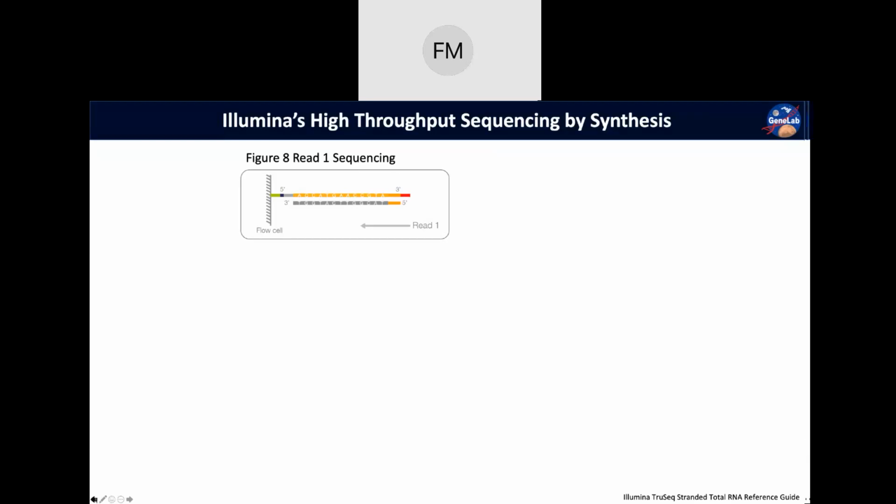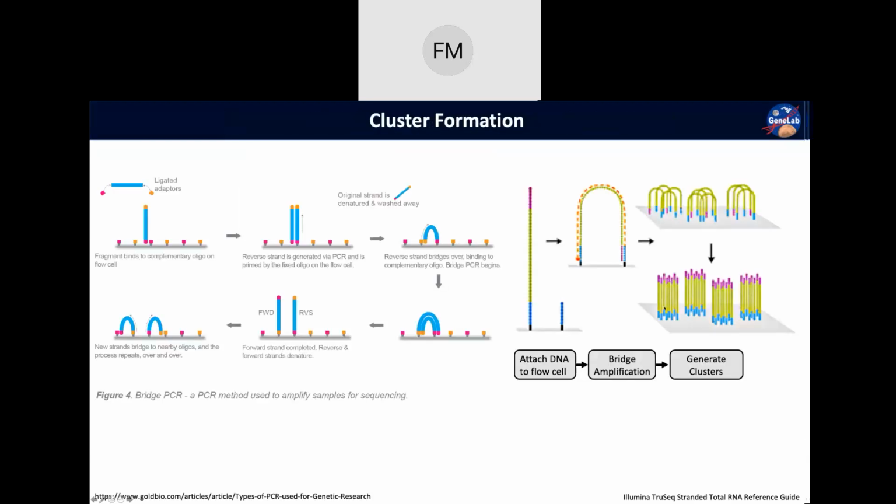But I guess before we do that, any idea why we're making so many copies of the same thing to sequence? I think Dr. Heller might have mentioned this in his lecture, kind of one of the caveats of pyrosequencing or sequencing by synthesis. To make sure the sequence is accurate.